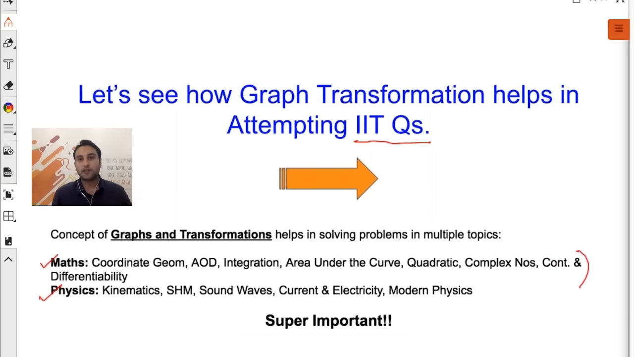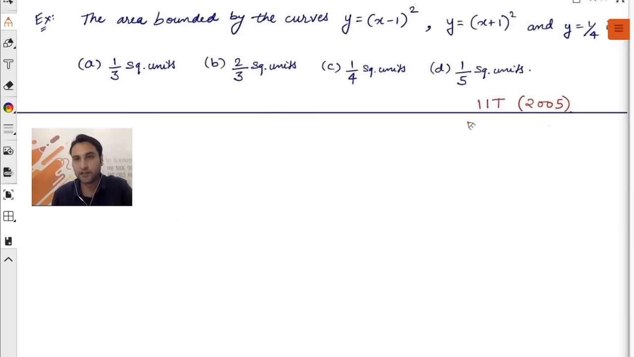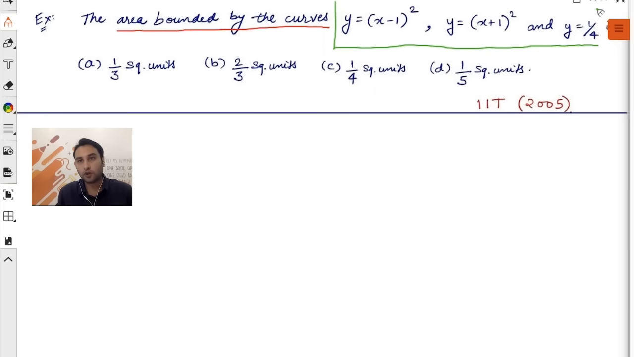Let's take a problem which came in IIT. It was like IIT Advanced because at that time mains separately didn't happen. The question is of area bounded by the curves. It is a question of integration, but that portion of the integration is just one line. Actually, the question is about plotting the graph. So I want you to plot all these three graphs. But now you know them. These are simple transformed graphs of y equal to x square. Can you plot these quickly?